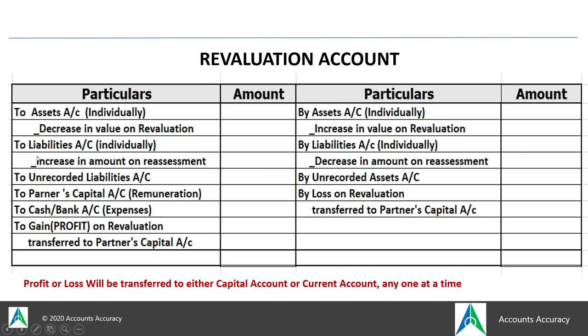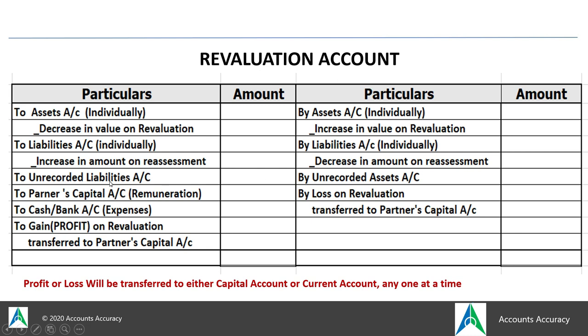And the same applies to liabilities. If liabilities increase, as per the modern rule, we debit, and if liabilities decrease, we credit. So whether you apply the modern rule or the golden rule, you do the same. Next, if any unrecorded liabilities or assets are found, accordingly we debit and credit.